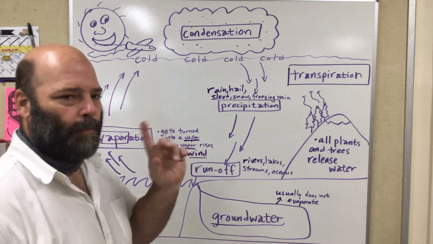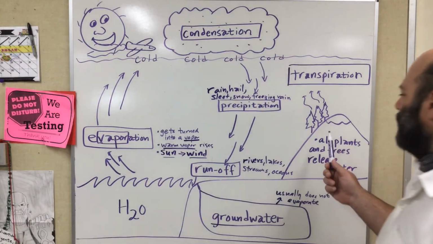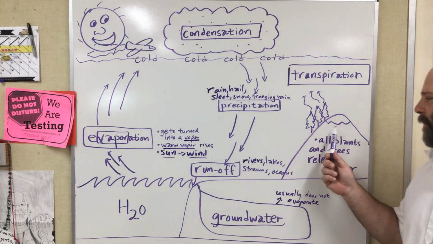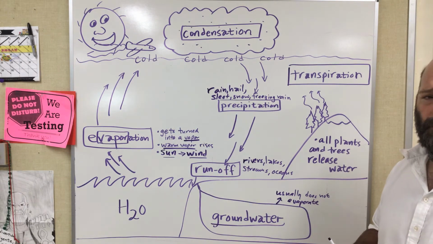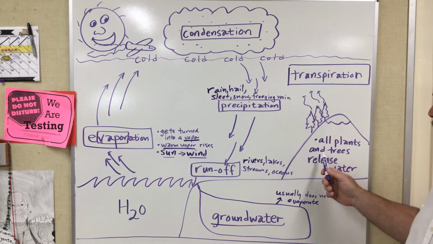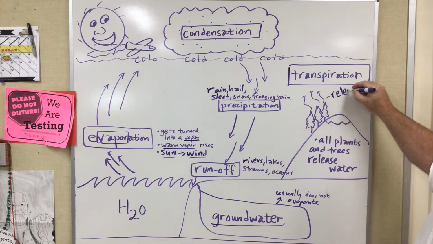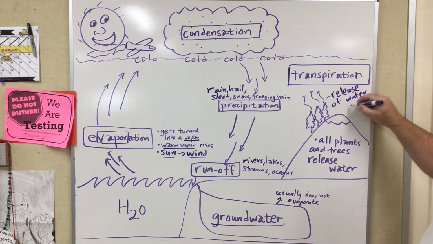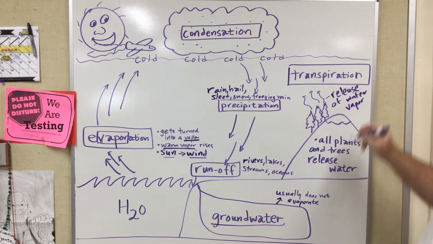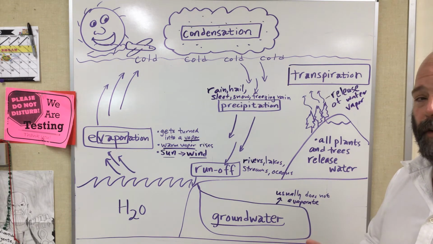Now, the last part is going to be transpiration. And I noticed some of you guys' answers. When we started talking about transpiration, I think there was some confusion. Transpiration is the release of water vapor. Okay? The release of water vapor from all plants that are green. It can even be green grass in your yard.